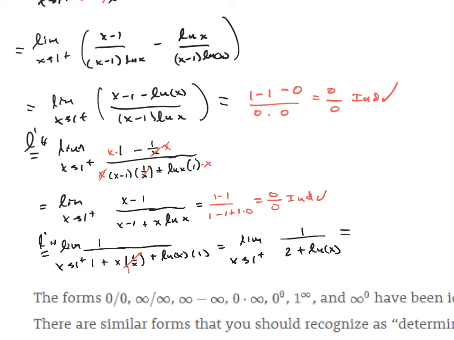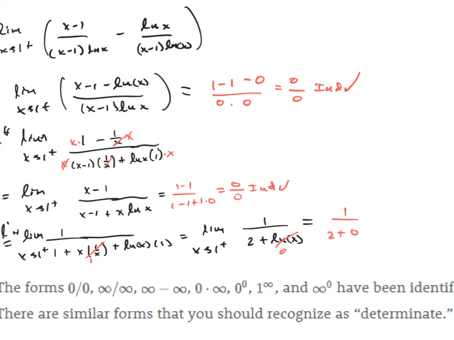So what happens? Well, now we can go ahead and plug in that 1. When I plug in that 1, it would be 1 over 2 plus the natural log of x as x approaches 1 from the right. That approaches 0, right? 1 over 2 plus 0 is 1/2.